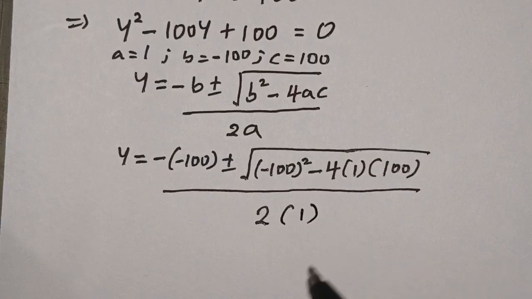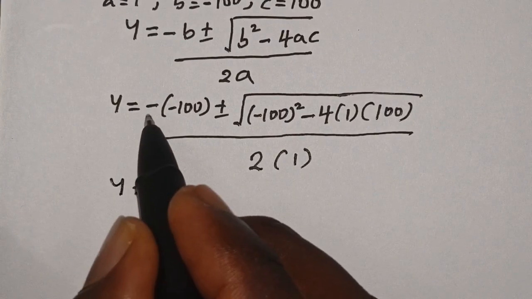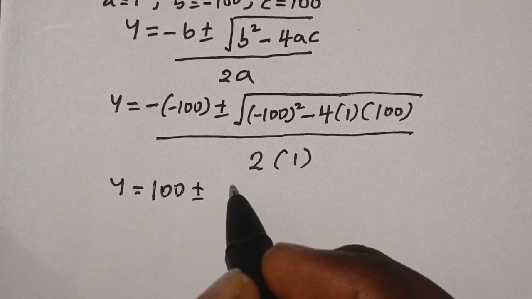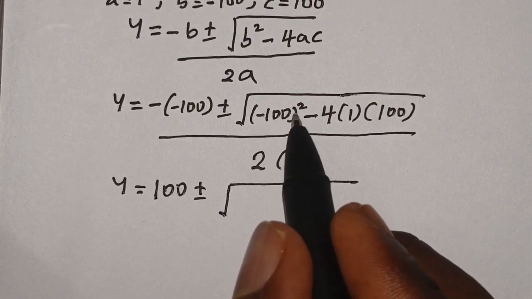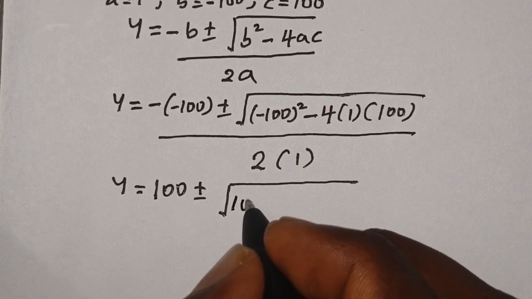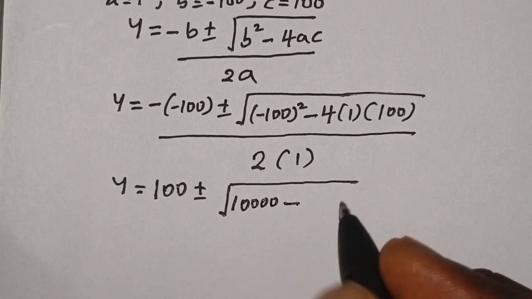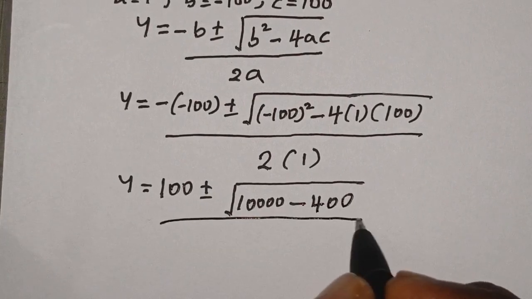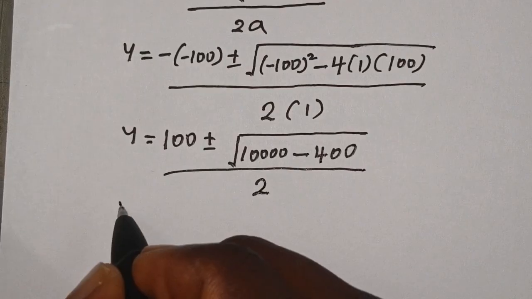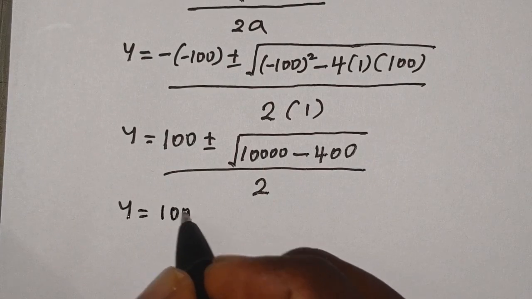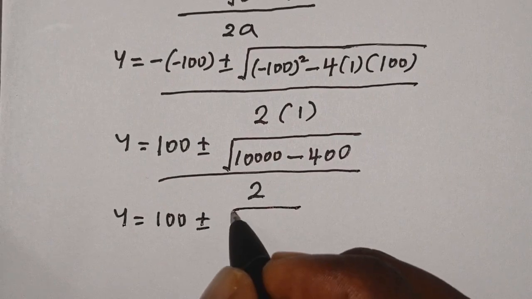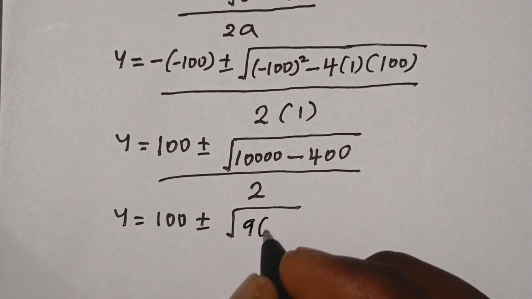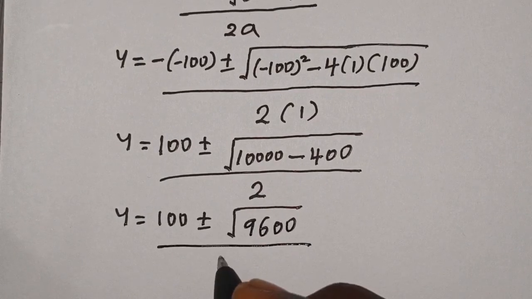So we have y equal to minus times minus 100, 100, plus or minus square root of minus 100 square, which is simply 10000, minus 4 times 1 times 100, that is 400, divided by 2 times 1, 2. Y equal to 100 plus or minus square root of 10,000 minus 400, that is 9600, divided by 2.